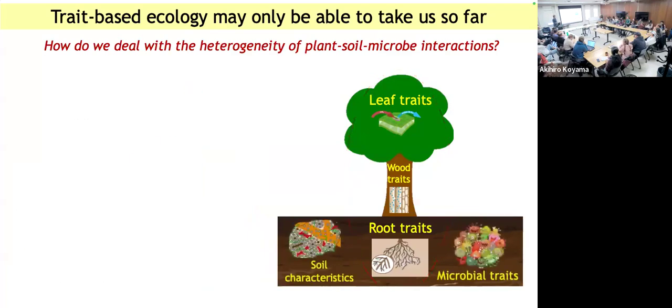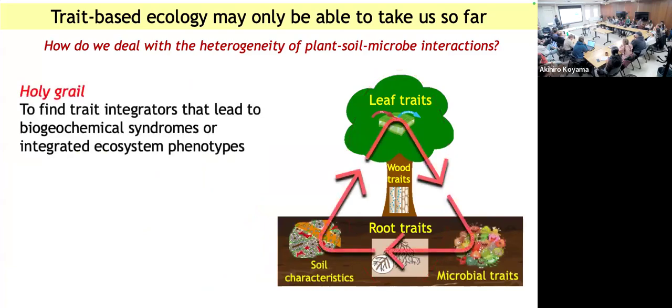But really the holy grail to all of this, I would argue, is not just understanding traits and looking at the plant traits, but looking at the interactions between plant traits, the characteristics of soils, and the soil microorganisms that live therein. That intersection is primarily what we're interested in, to understand these biogeochemical syndromes, or what I often call an integrated ecosystem phenotype.